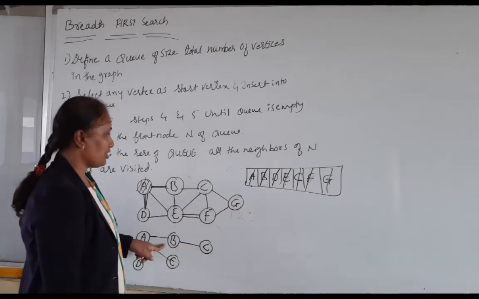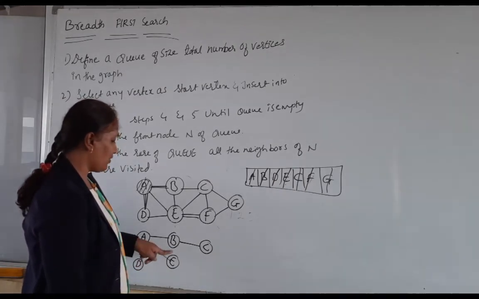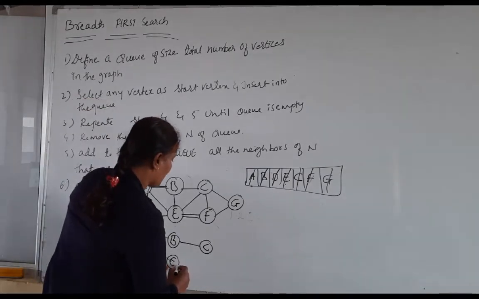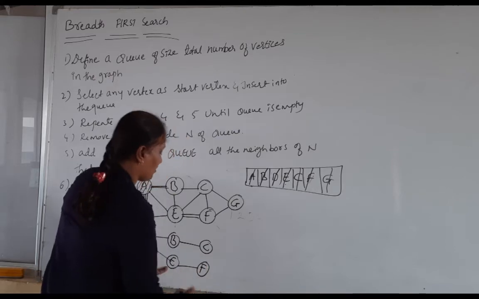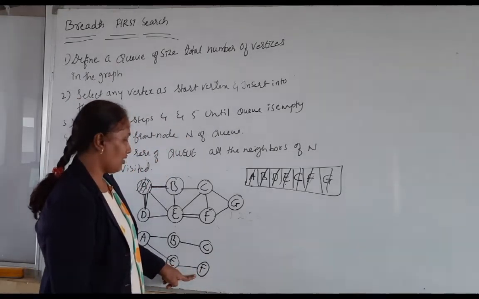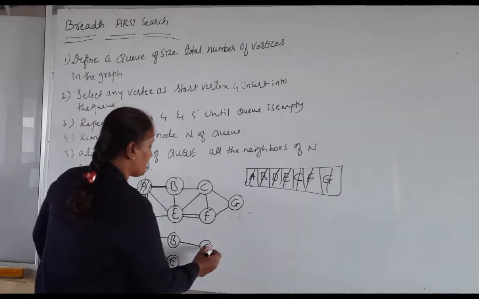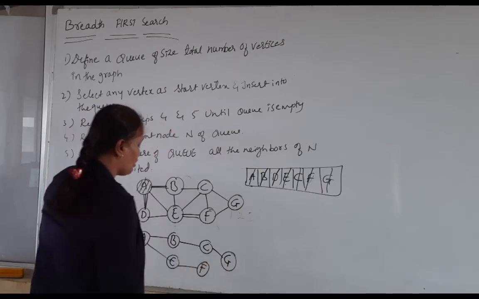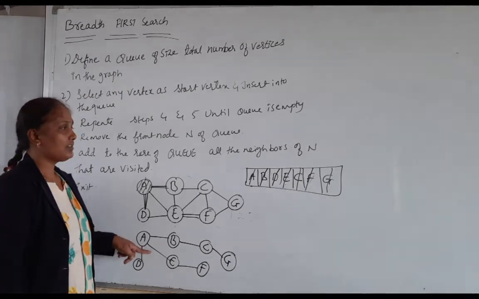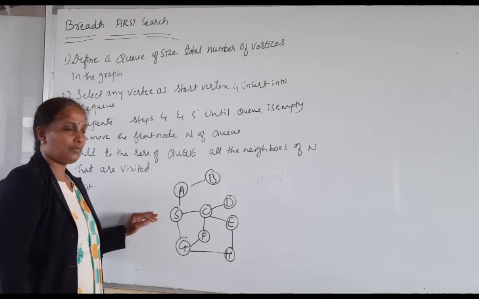Okay. Next, from D we had not visited any of the vertices. From E we had visited a vertex F. Okay. Next, from C we visited a vertex G. So this is the minimum spanning tree we get once the Q becomes empty. We'll see one more example for this BFS.